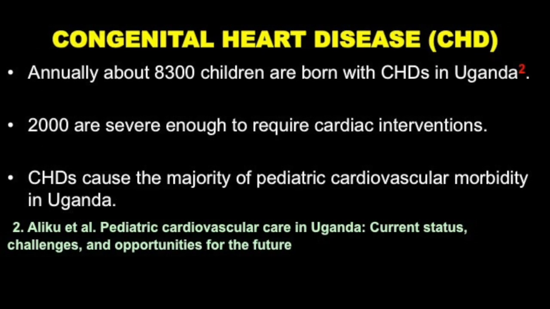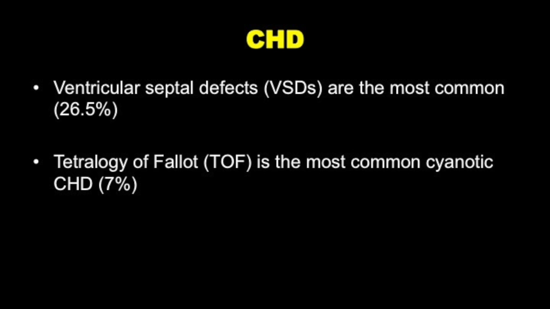So we just give you a brief summary of our patient who had congenital heart disease. In Uganda, we have 8,300 children born annually with congenital heart diseases. 2,000 are severe enough to require cardiac interventions, and congenital heart diseases cause the majority of pediatric cardiovascular morbidity in Uganda. The VSDs, according to studies done by Aliko et al., were found to be the commonest at 26.5%, and tetralogy of Fallot is the commonest cyanotic heart disease.